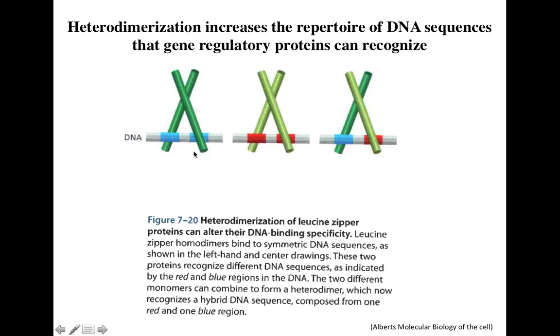So this DNA sequence is different from the one indicated here in blue. These red DNA sequences can be recognized by, let's say these are yellow in color, light green perhaps. Let's call them yellow. So these red DNA sequences are recognized by these yellow homodimers.